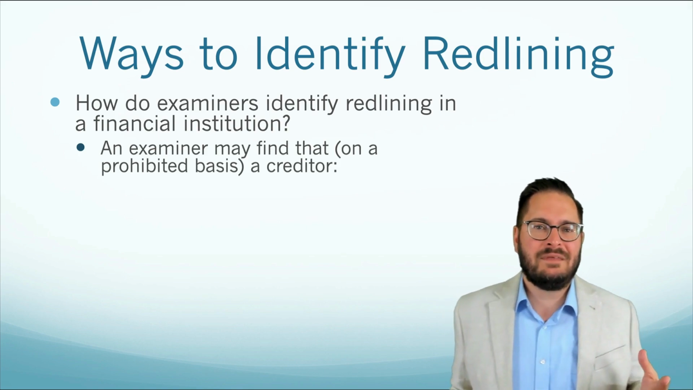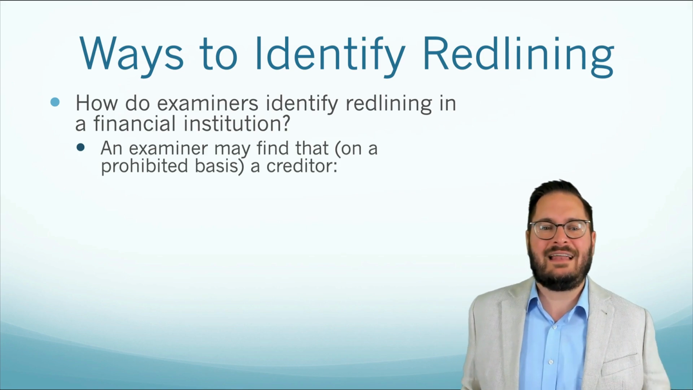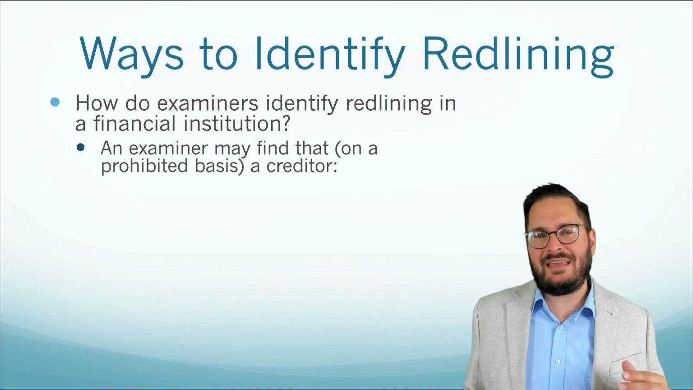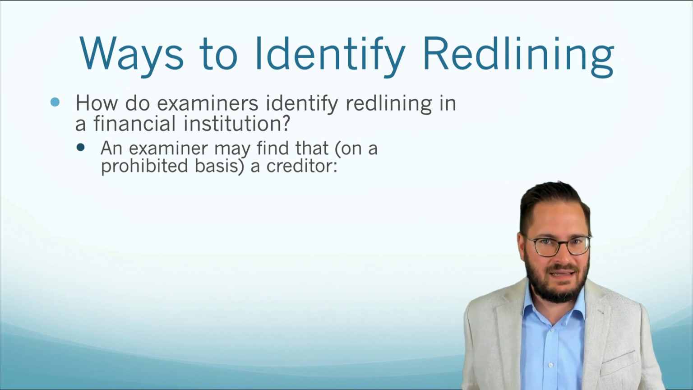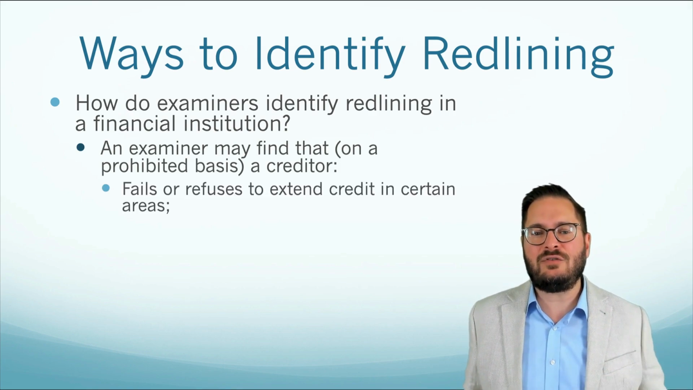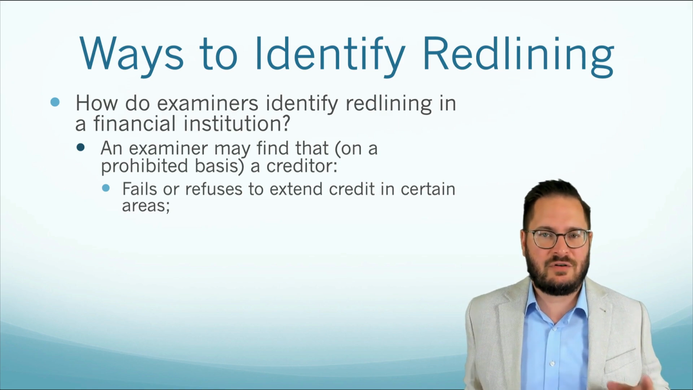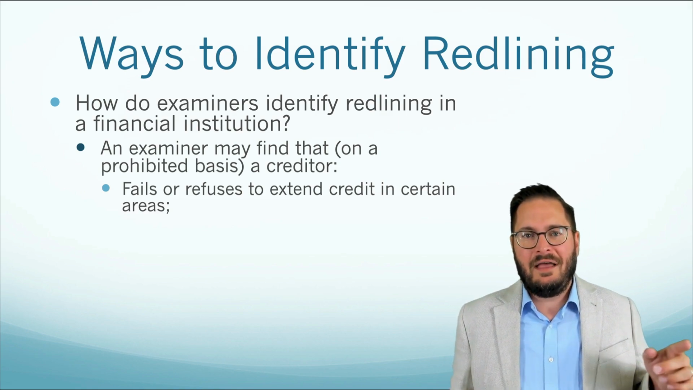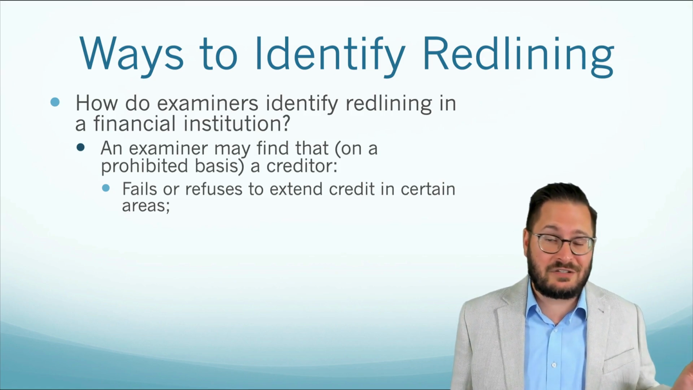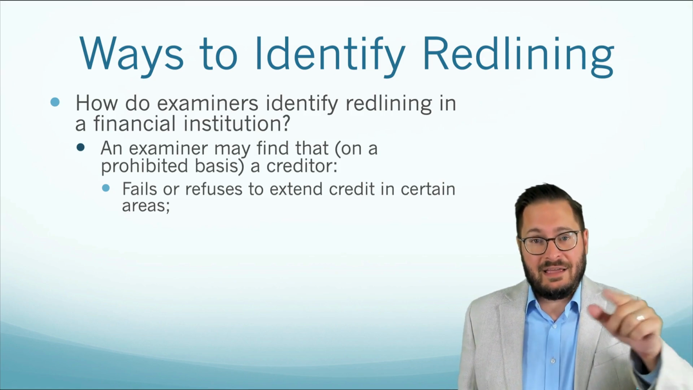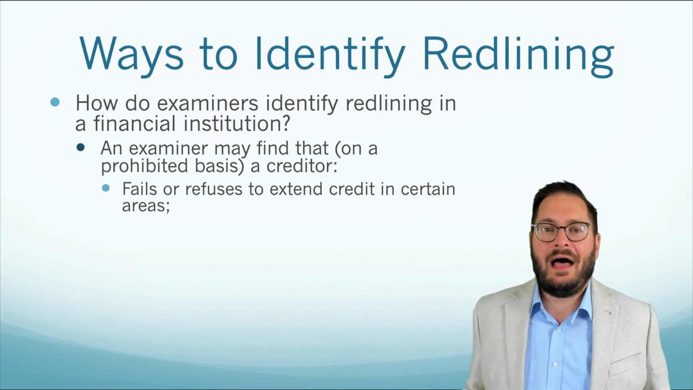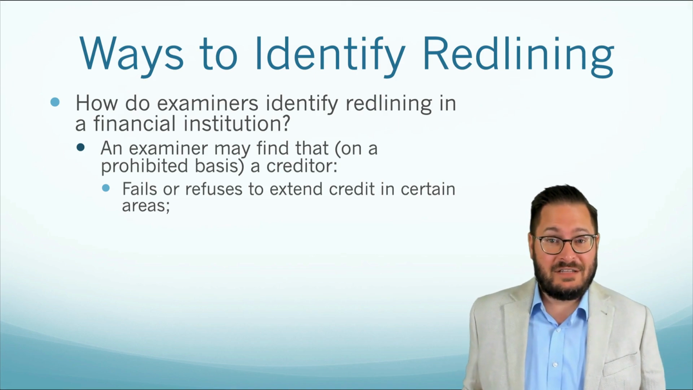Specifically, what they say is that an examiner may find that on a prohibited basis, a creditor does a number of things that lead to redlining risk. For example, they may find that a creditor has failed or refused to extend credit in a certain area. And that's typical of redlining, where a financial institution has essentially, intentionally or unintentionally, drawn a circle around an area and not lent in that area. So that's one thing an examiner could find.